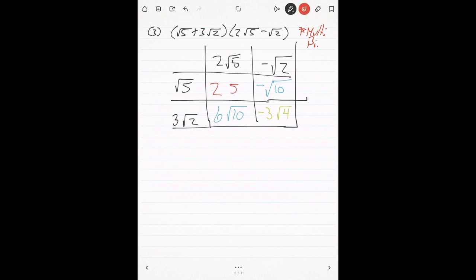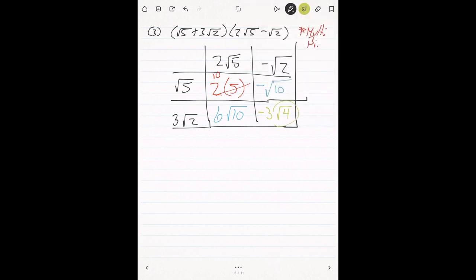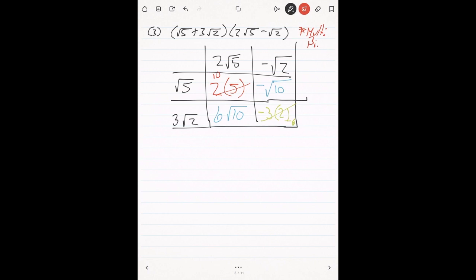2 times 5. And what is 2 times 5? Well, that's just 10. And then I see another thing that can break down, the square root of 4. All right, so let's break the square root of 4 down. The square root of 4 is just 2. So what's negative 3 times 2? Well, that's just negative 6. So what do we have for our final answer? When we multiply all of this together, we got a 10.